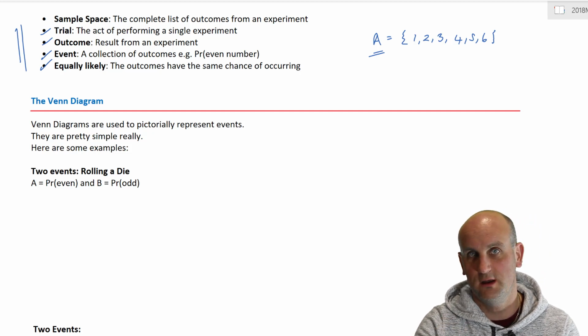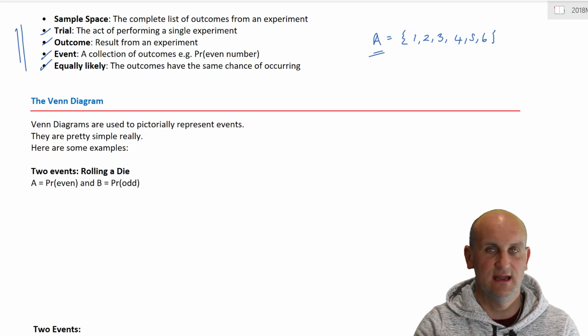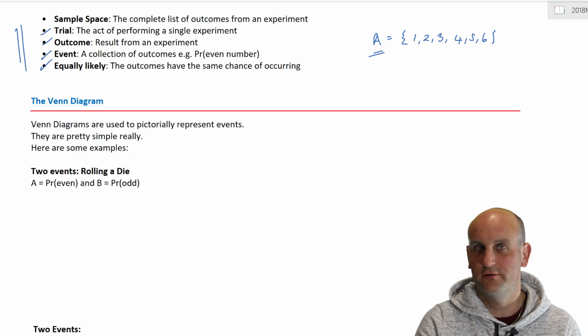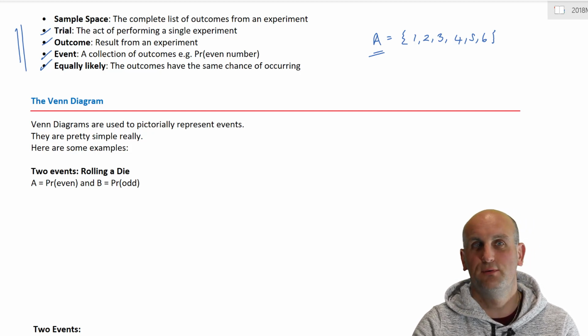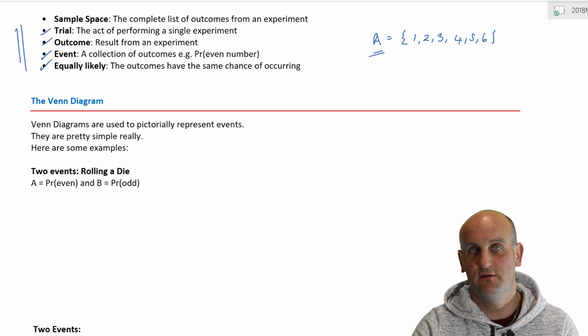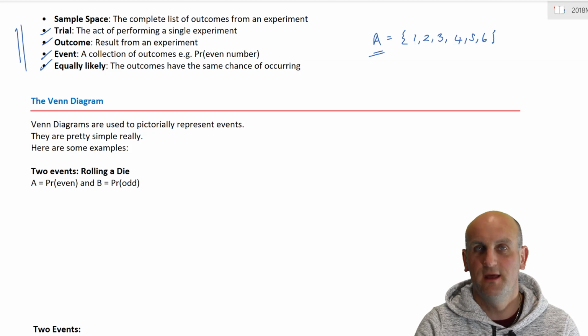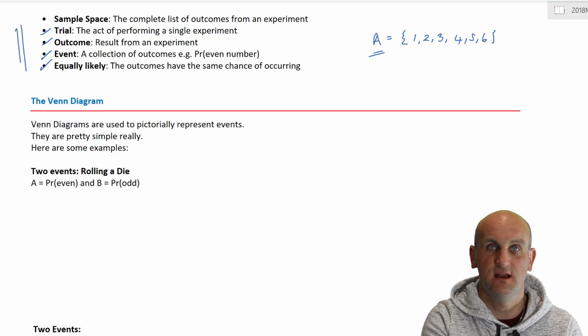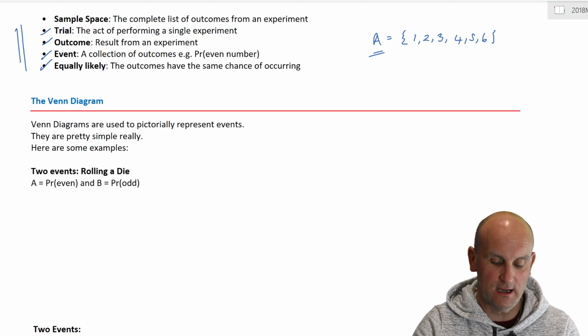And equally likely, I think that one's fairly self-explanatory. When we toss a coin, there is an equal chance of getting a head and a tail. And pretty much that's true. When I roll a die, there is pretty much an equal chance of getting each of those numbers. It's not biased. That's assuming there are numbers 1 to 6. If there were 2 number 1s on there, then obviously there would be a greater chance of getting a 1. So it's not equally likely.